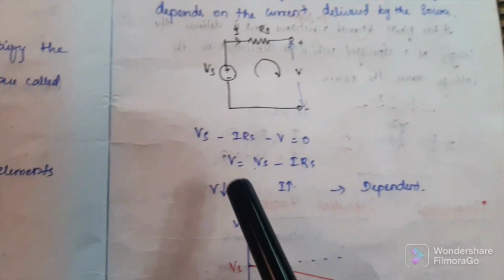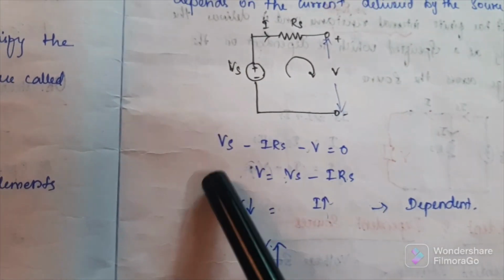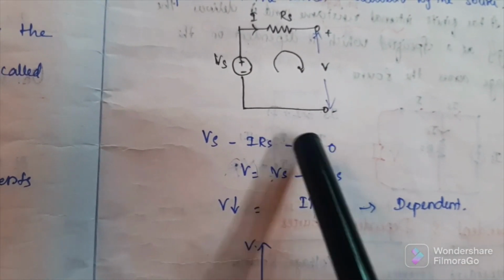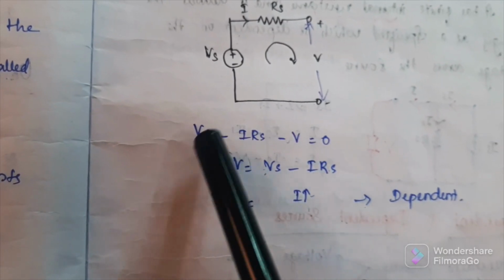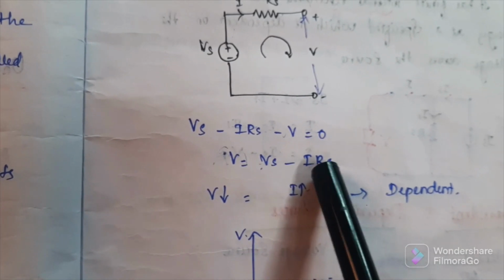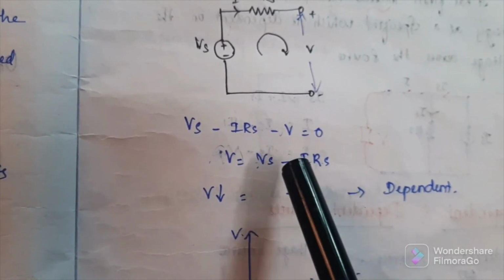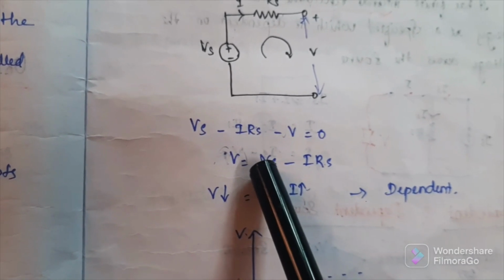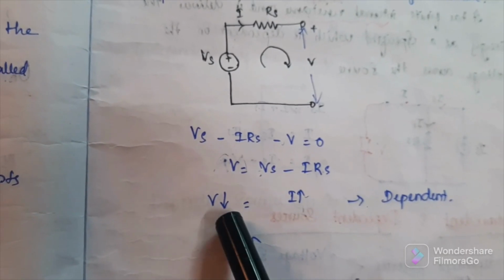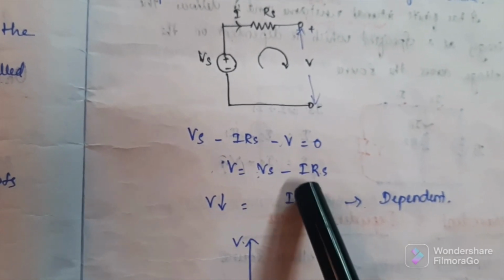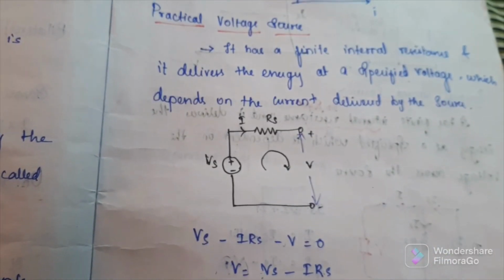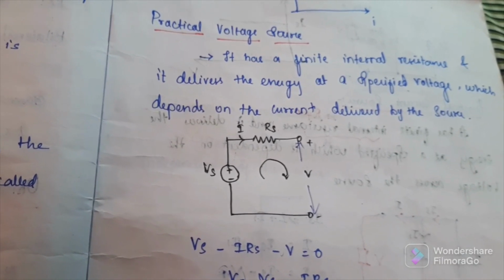So here I have written the KVL equation for this circuit. So Vs minus I into Rs minus V equal to 0. Therefore V is equal to Vs minus I into Rs. So in this case, the current term is subtracted from the voltage source. Therefore the voltage is reduced when current is increased. That means the voltage depends upon the value of current which is produced by the voltage source. So in practical voltage source, the output V depends upon the current delivered by the source.